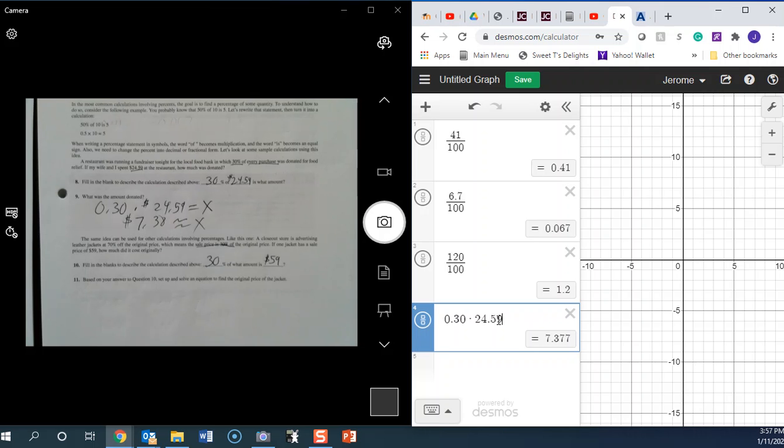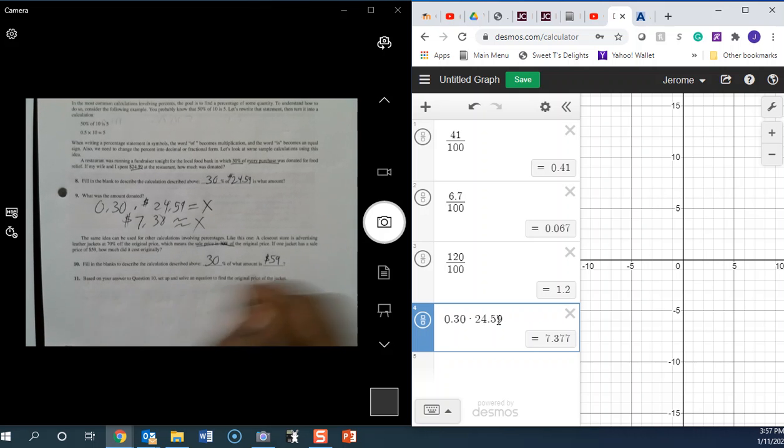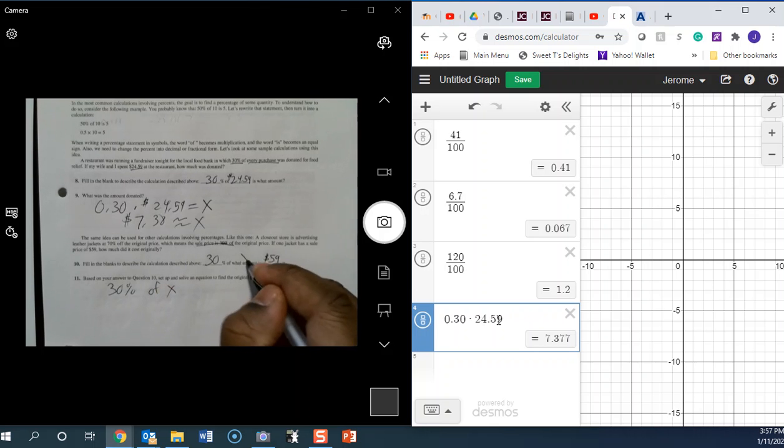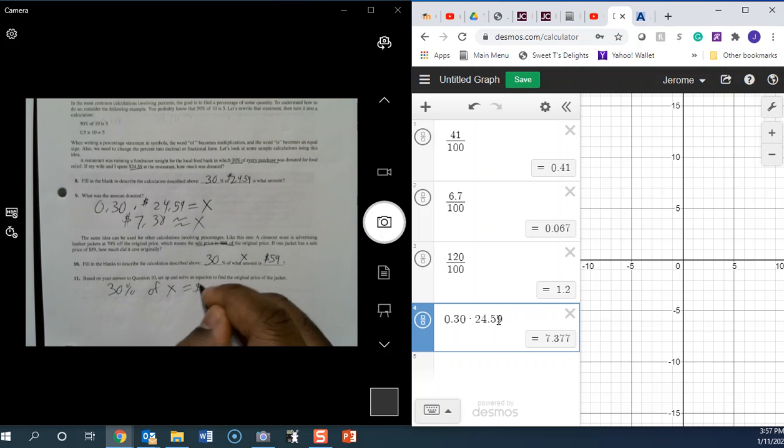So now number 11, based on your answer to question 10, set up and solve an equation to find the original price of the jacket. So we have, I'm just going to write this out first, 30% of some unknown value, because what amount would be our X, is equal to $59.